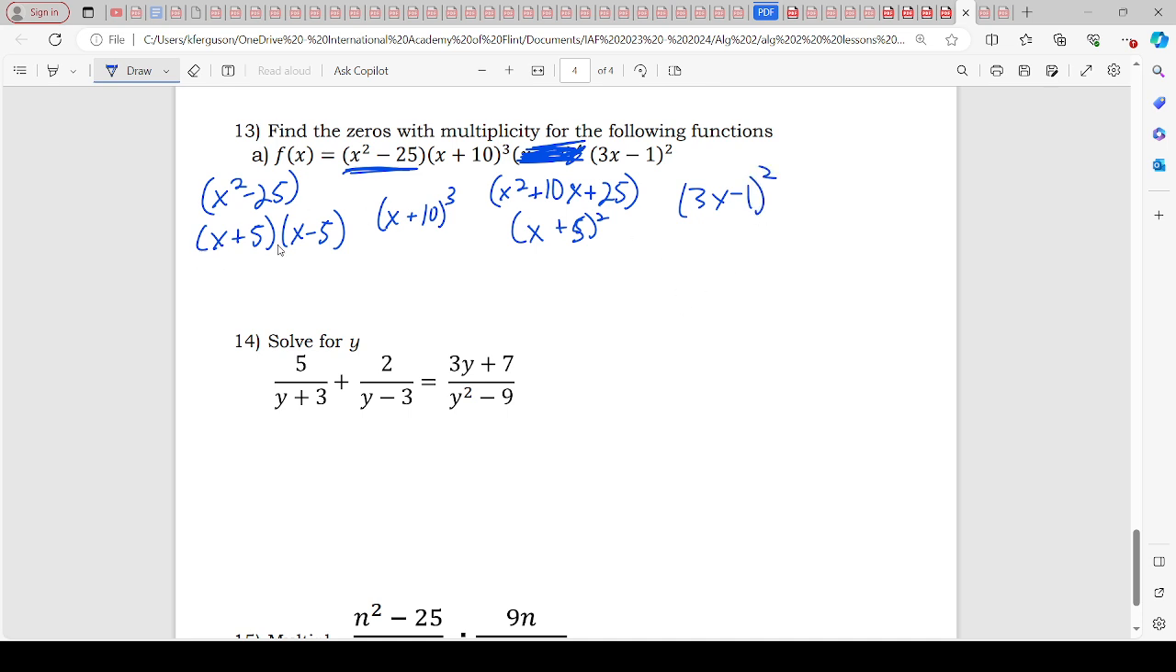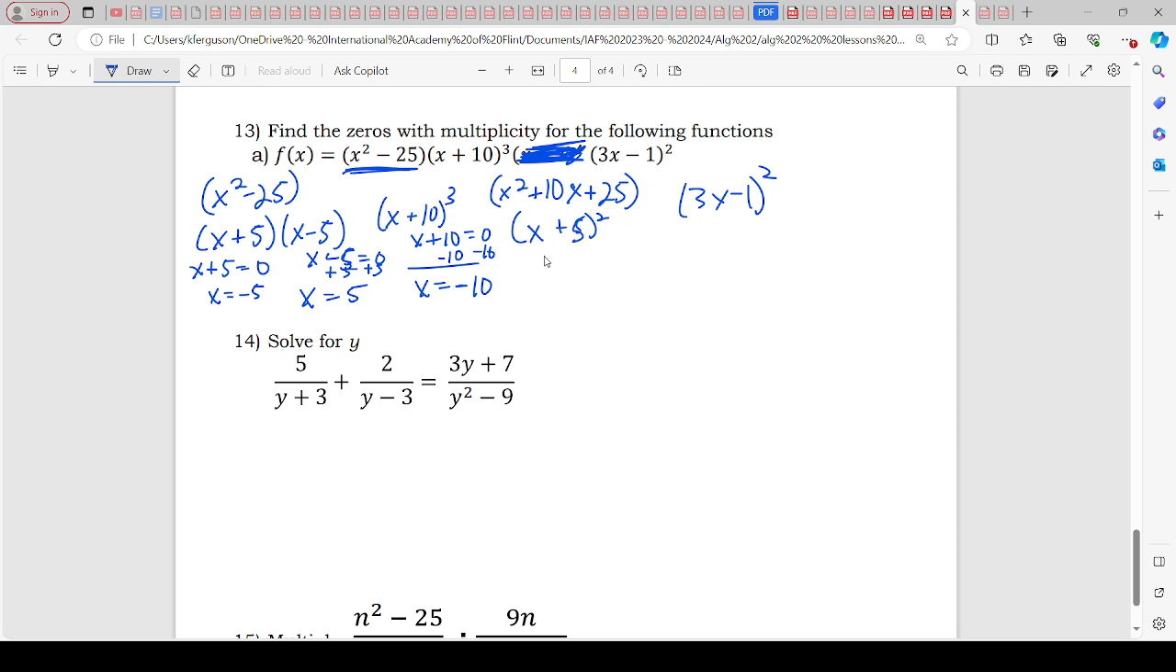So now I need to look for all my solutions. So I solve each one of these. So I got x plus 5 equals 0. So that's x equals negative 5. Right here, I got x minus 5 equals 0. I add 5 to both sides, and I get x equals positive 5. Right here, I got x plus 10 equals 0. I subtract 10 from both sides, and I get x equals negative 10.